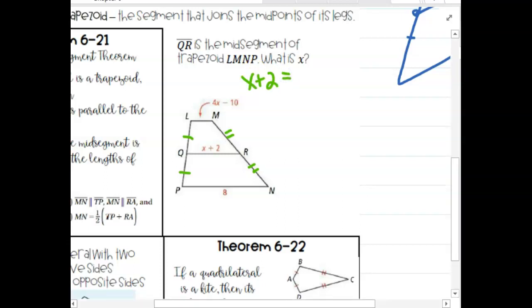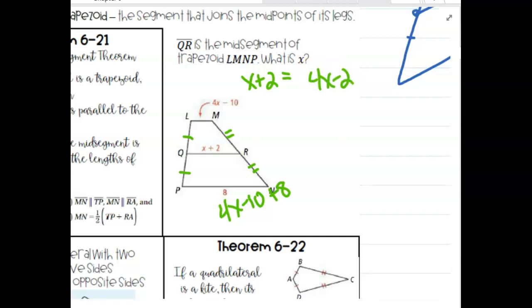equals... to find the length of the mid-segment, you're going to add the bases together. Now, if they're just numbers, if it was like 5 and 6, you take 5 plus 6, that's it, okay? In this case, it's not just numbers, it's 4x minus 10 and 8. But you do the same thing. You take 4x minus 10 plus 8, you add them together. So 4x, and then negative 10 and 8 would be 4x minus 2.